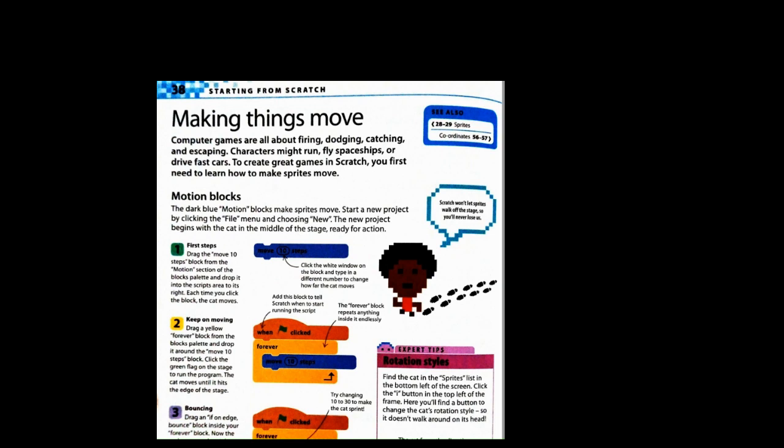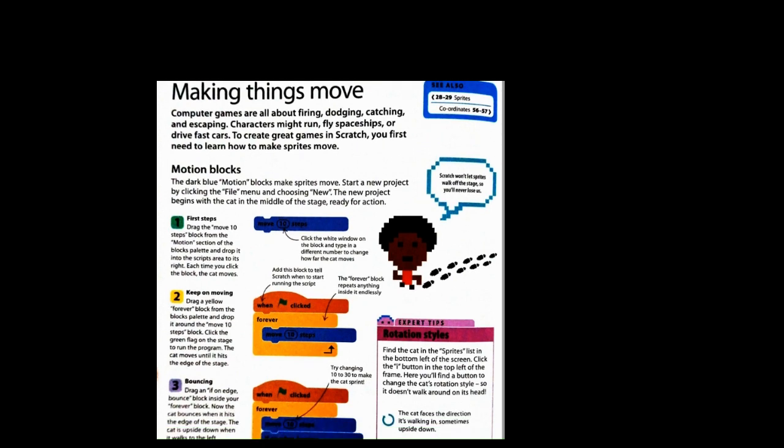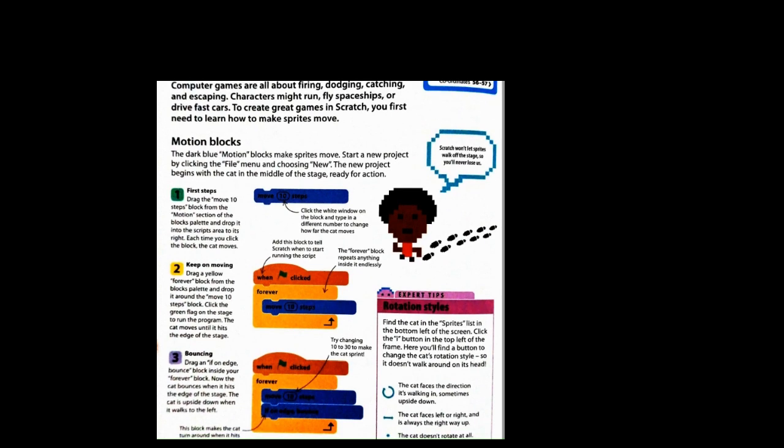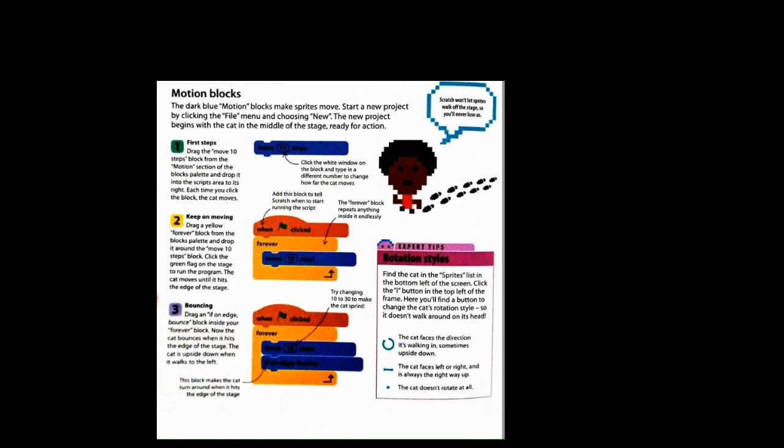Making things move. Computer games are all about firing, dodging, catching, and escaping. Characters might run, fly spaceships, or drive fast cars. To create great games in Scratch, you first need to learn how to make sprites move. Motion blocks. The dark blue motion blocks make sprites move.